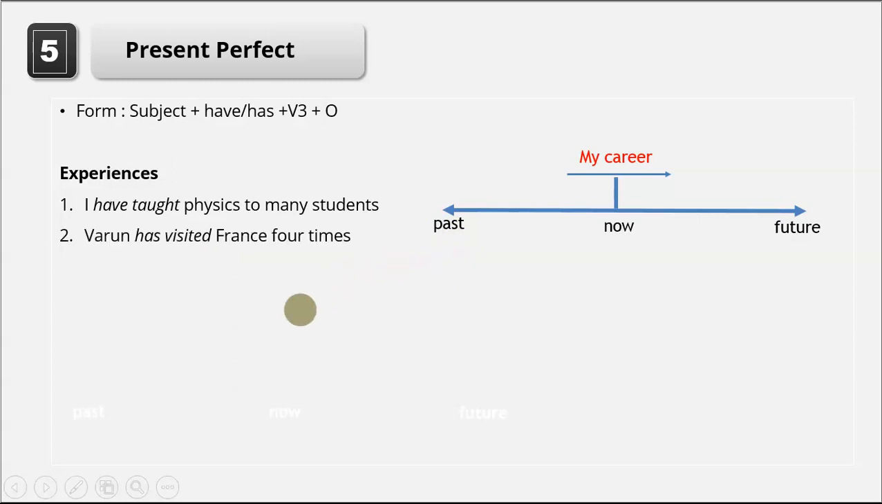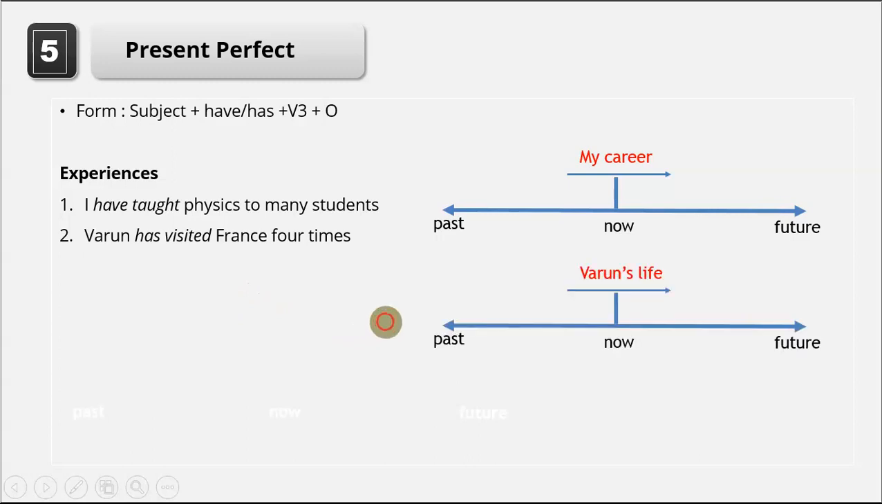Let us take one more example. Varun has visited France 4 times. Again, timeline. Varun has visited France, and in his life till now, he has visited 4 times. That is what he wants to stress: that he has visited 4 times. He is not emphasizing the time he visited France, but that till now in his lifetime he has visited France 4 times. Maybe he could visit it in the future also. But what he's trying to emphasize is that he has visited 4 times in his life till now.